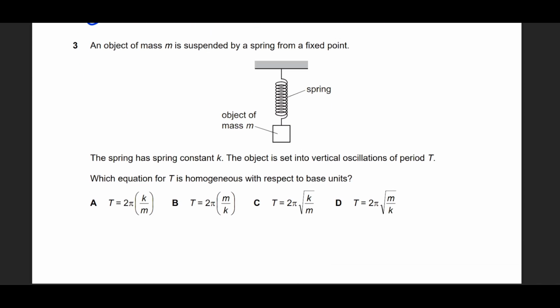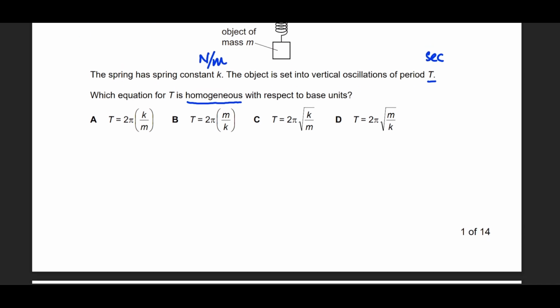Question number 3 asks you to find out the homogeneity of this equation, and it tells you what everything is. m is the mass, which means this will be kg. k is the spring constant, in newtons per meter, and t is a time period, so this is going to be in seconds. We have to try all the options and see which one gives the correct answer. Notice that the left hand side should be in seconds.